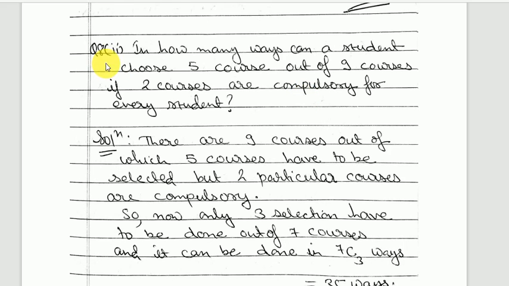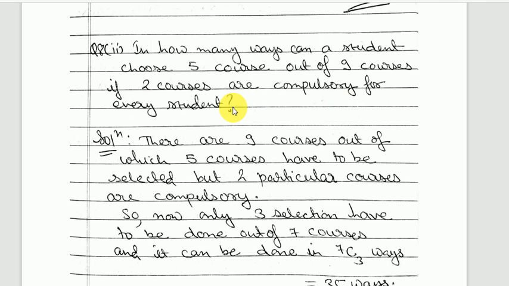Next question is question 8.2. In how many ways can a student choose 5 courses out of 9 courses if 2 courses are compulsory for every student? So there are 9 courses.